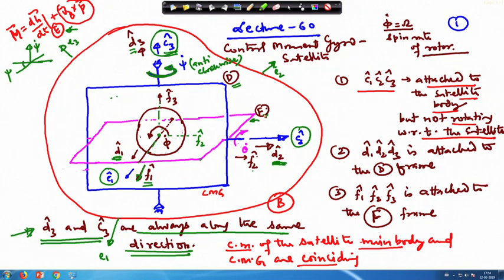Now, we can start. All the things I have written here: f1, f2 are attached to the frame f, d1, d3 are attached to frame d, and C1, C2, C3 are attached to the satellite body and it is a non-rotating frame. It will rotate only along with the satellite, but not with respect to the satellite, this frame.